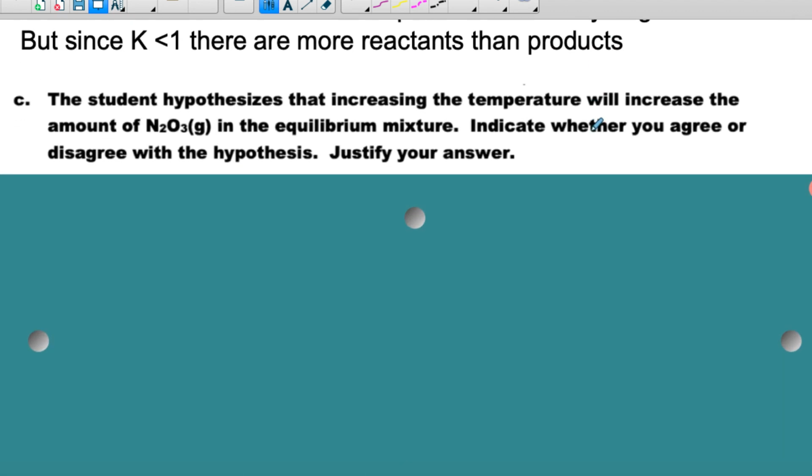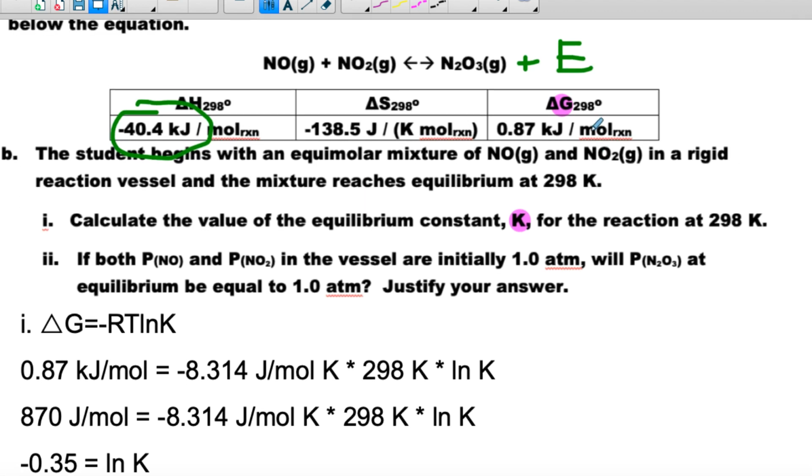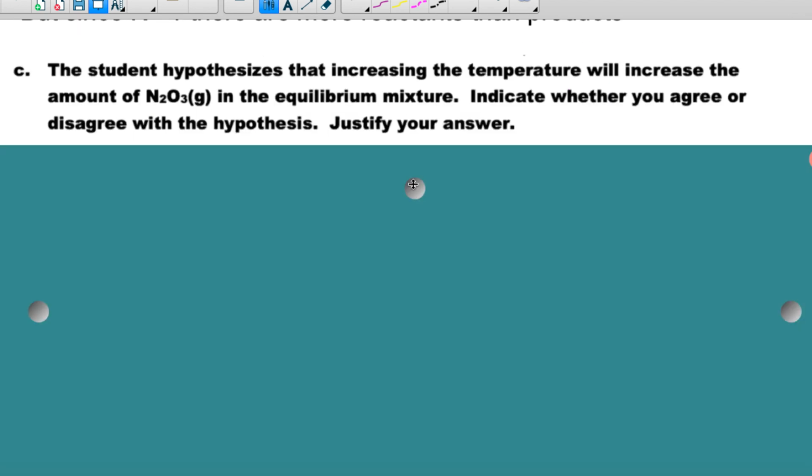So let's go back to the question. Increasing the temperature will increase the amount of product. Well, if I increase the temperature, I'm adding a product, and adding a product will cause a shift back towards reactants, which means the N2O3 will become less concentrated because some of the N2O3 will turn back into reactants. Let's see if that was enough.